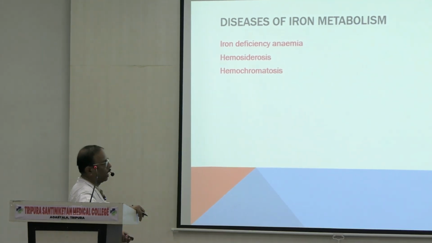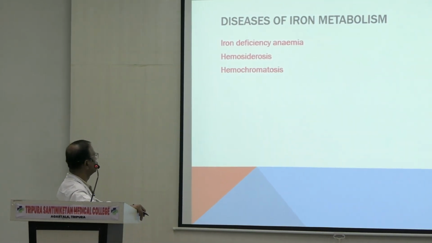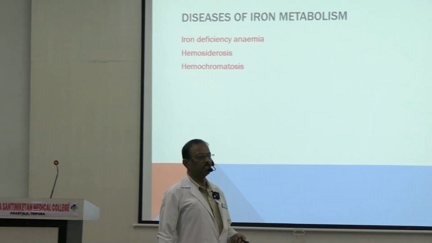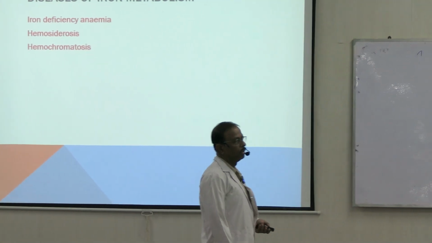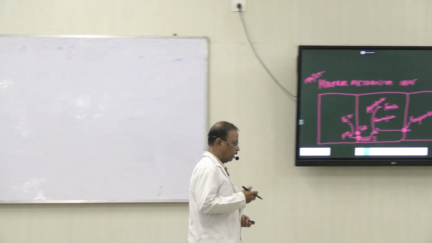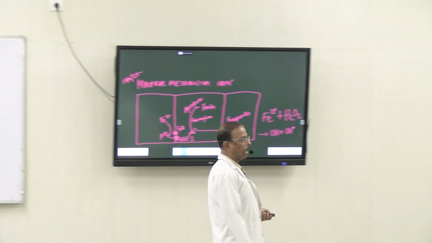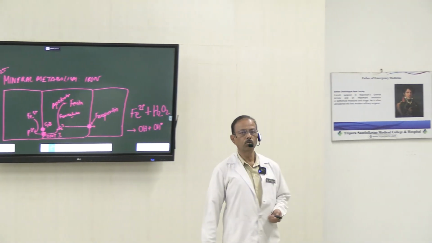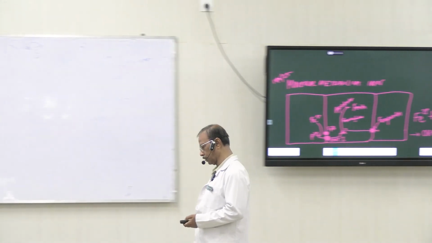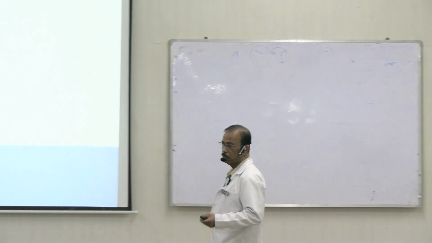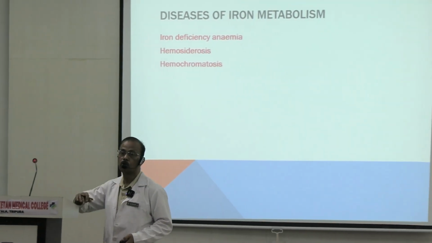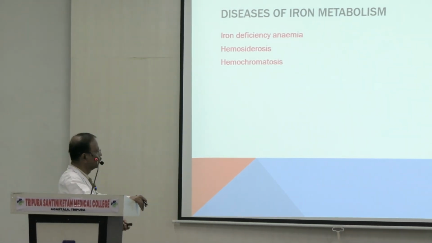Diseases of iron metabolism. Iron deficiency anemia, it is due to the deficiency of iron. For increased iron absorption, there are two diseases, hemosiderosis and hemochromatosis. Another is any type of anemia, anemia of chronic diseases. So we will discuss.